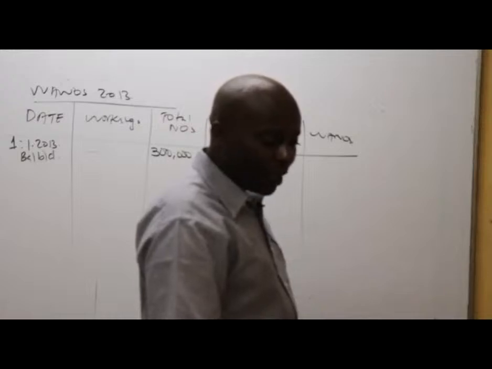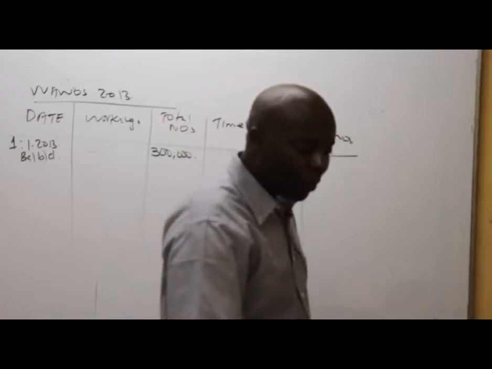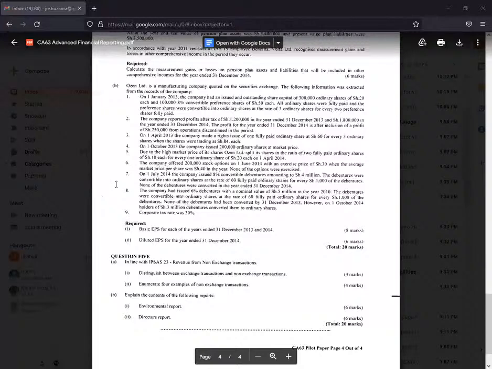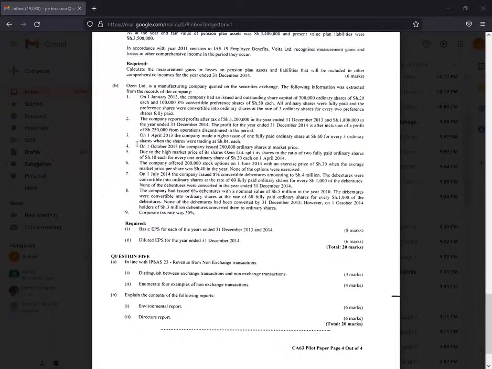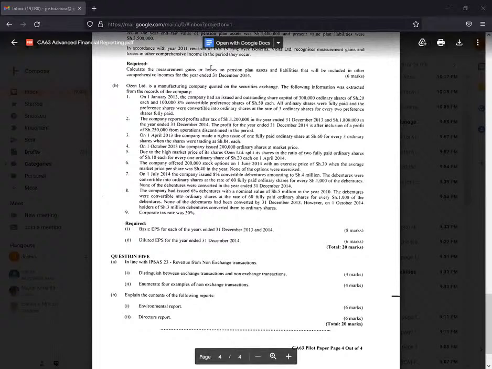So you are told, ladies and gentlemen, note number 2 is about profitability. Note number 3, on 1st April 2013, the company made a rights issue of 1 fully paid ordinary share at 60 for every 3 ordinary shares. So first, let us do this one.